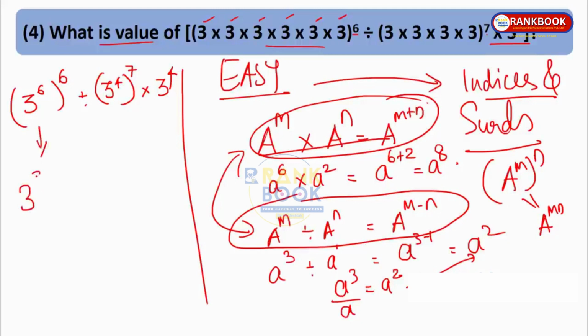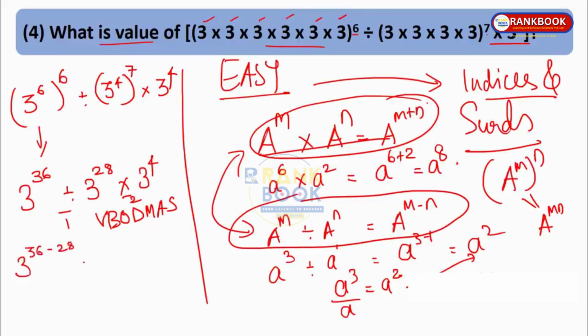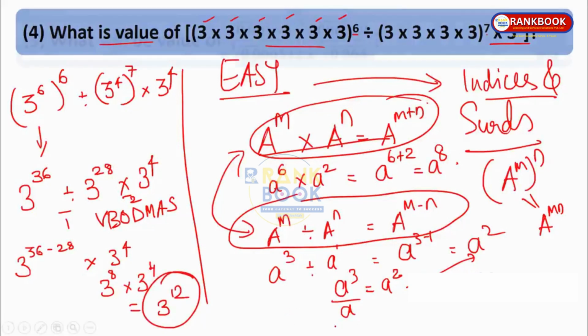3 raised to 6 times 6, 6 sixes are 36, divided by 3 raised to 4 times 7, 7 fours are 28, into 3 raised to 4. Now we have seen the rule at the start, BODMAS. So division comes first, multiplication later, right? So this would be first, this would be second. So 36 minus 28, so 3 raised to 36 minus 28, multiplied by 3 raised to 4. What do we get? 3 raised to 8 into 3 raised to 4, that would be 3 raised to 12. This is the answer.